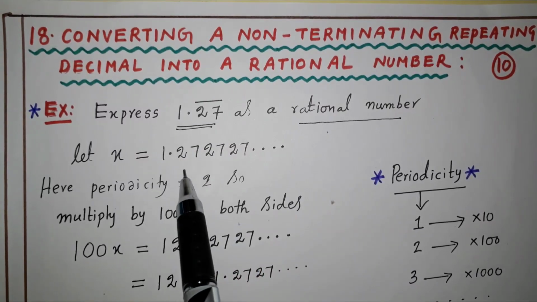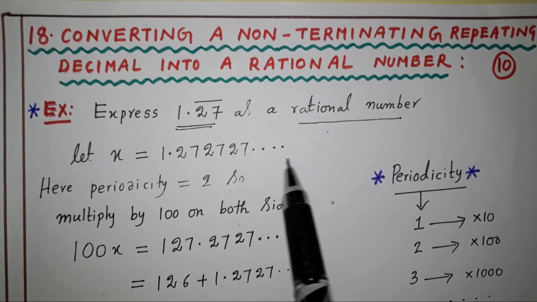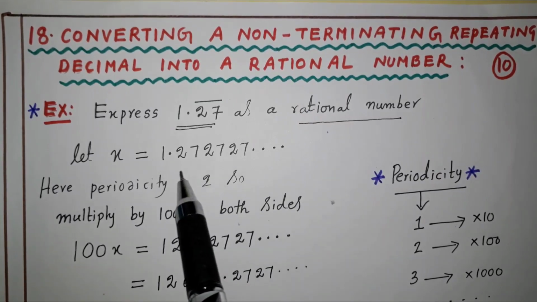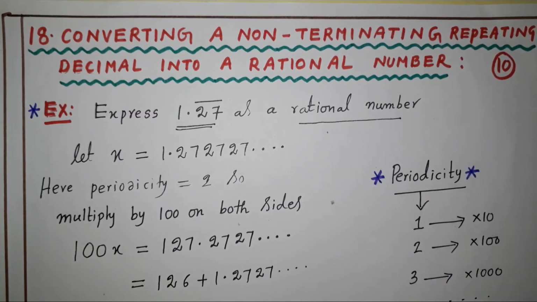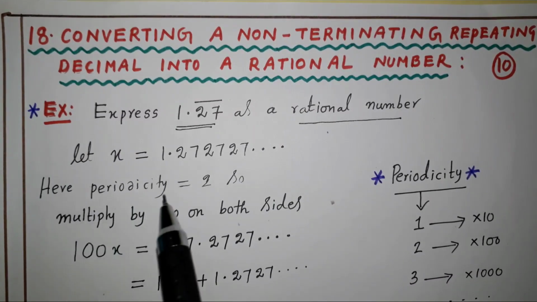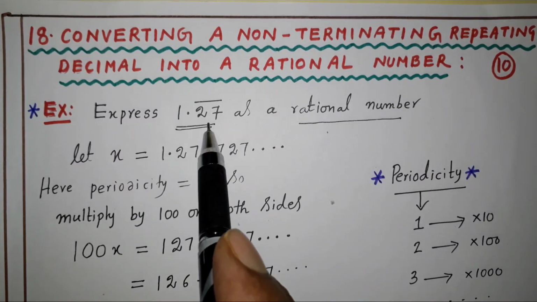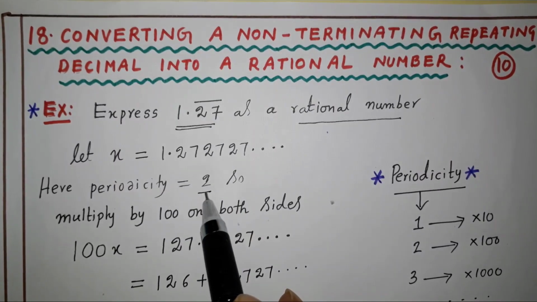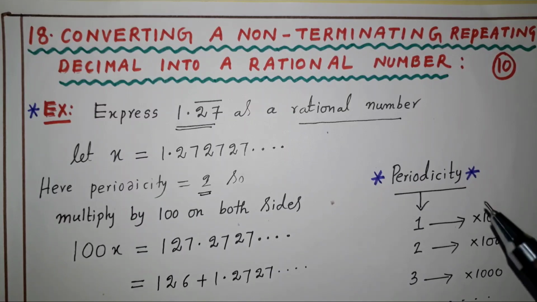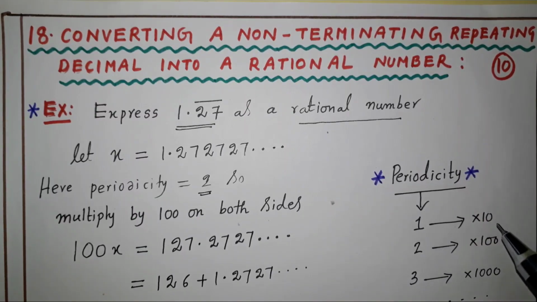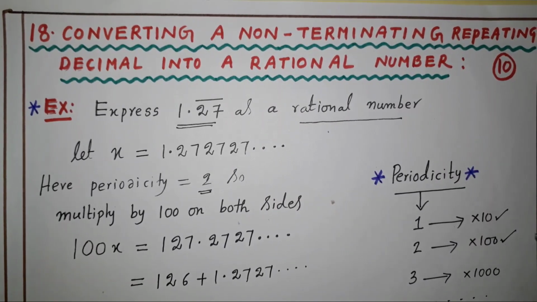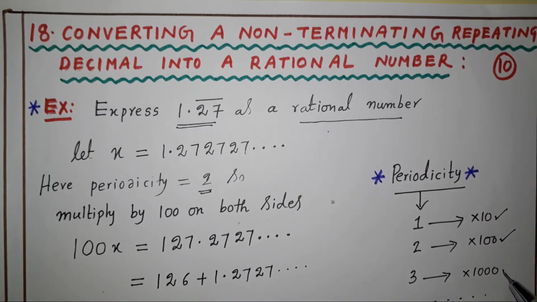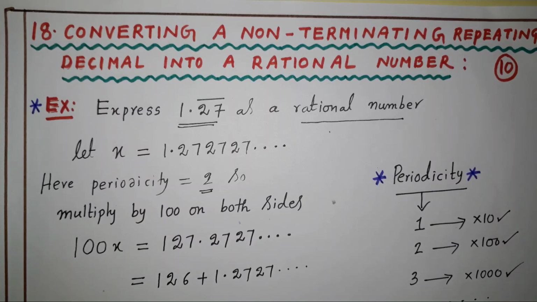That means x is 1.272727, etc. Any number of times this repeating part we can take. I just took it here 3 times. And immediately you have to write the periodicity. 27 bar, so the periodicity is 2. Once you observe, children, if the periodicity is 1, you multiply by 10 on both sides. If the periodicity is 2, you multiply by 100 on both sides. If the periodicity is 3, you multiply by 1000 on both sides, and so on.